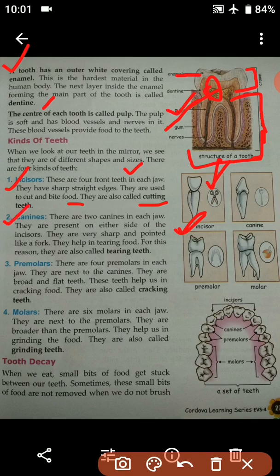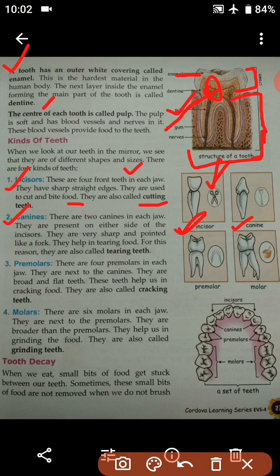So second is a canine. So students, this is canine. There are two canines in each jaw. That means there are two canines in each jaw, upper jaw and lower jaw. They are present on either side of the incisors. So students, that means the canines are present on either side of the incisors.